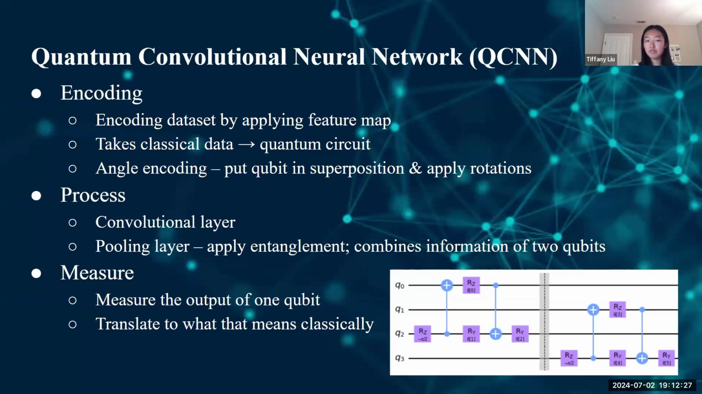And lastly, the last step of the QCNN is to measure the output. So we measure the output of that single qubit through a softmax layer, which forms a probability of a specific state of that qubit, which then is translated to what that means classically, so whether or not there is a brain tumor.